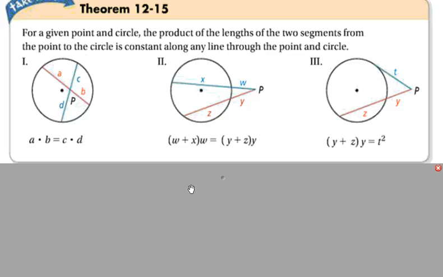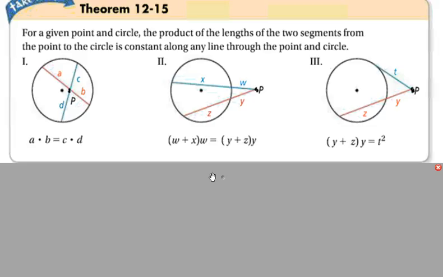It says, for a given point and circle, the product of the lengths of two segments from the point to the circle is constant along any line through the point and circle. So we have a point here, whether it's inside or outside. But there's a special formula, I guess you could say, but really it's a constant, we'll just go with formula for right now. That would work every single time given the different situations.